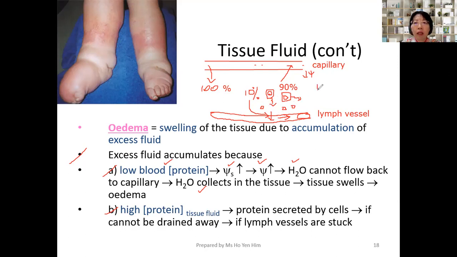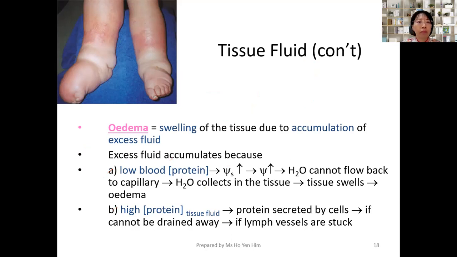When the protein remains here, it will increase the solute concentration. Therefore, it will also reduce the water potential, and so it will create a concentration gradient for the water to move in. So water continues to move in until equilibrium is reached. This region will fill with water, so it becomes swollen. This is called edema.